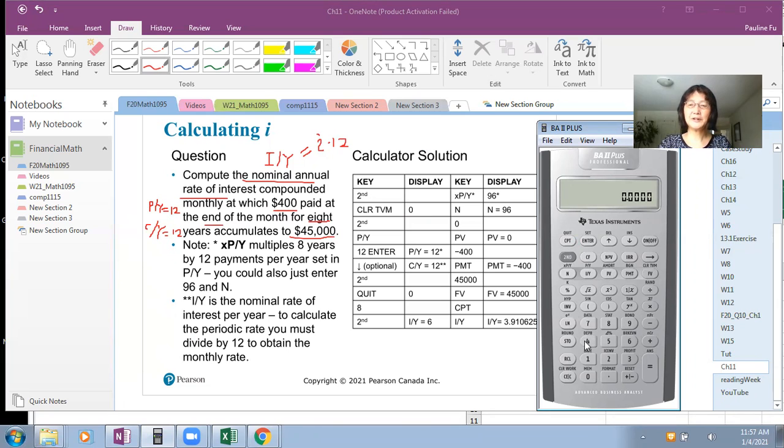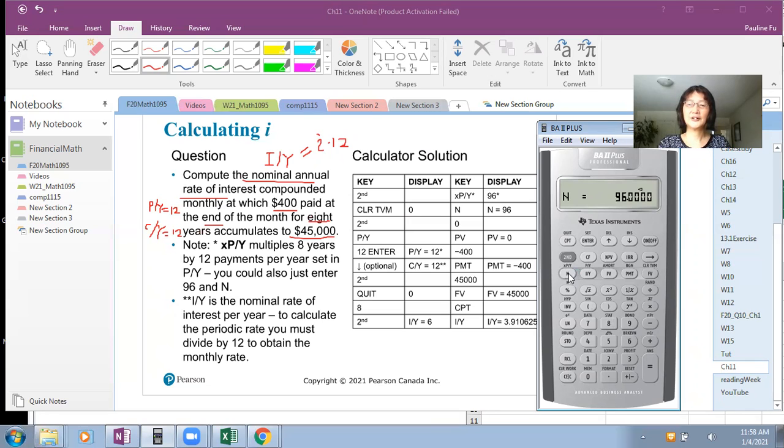400 is PMT, negative PMT. To accumulate this 45,000, that is the future value. 45,000 is FV. And for how long? For 8 years. 8 years is how many months? 8 times 12, 96. So 96 is term N.